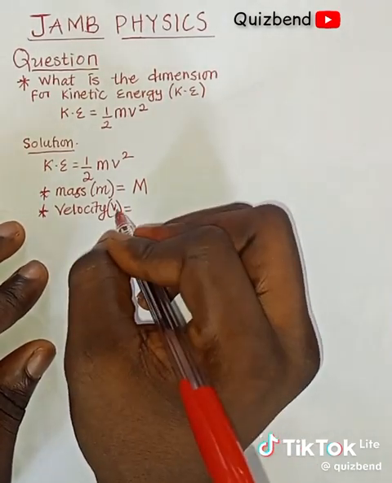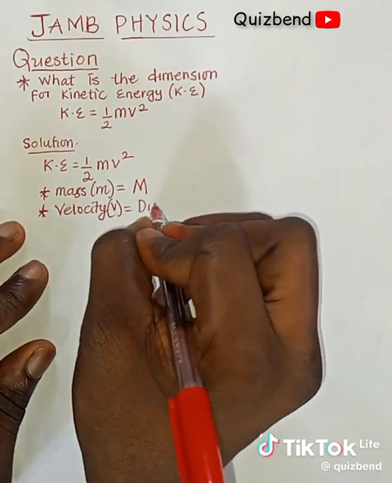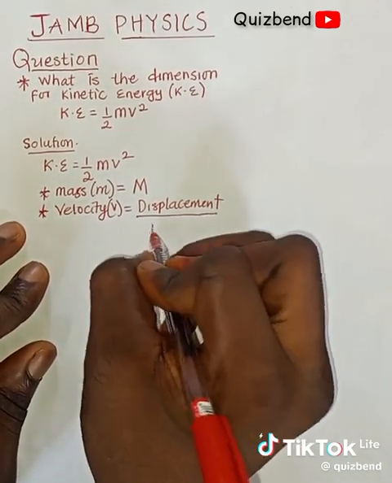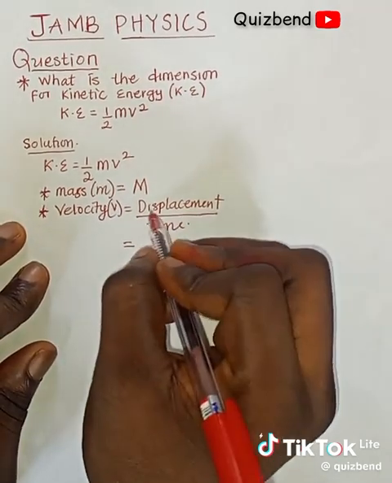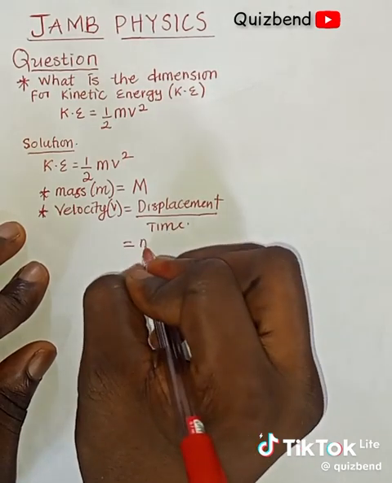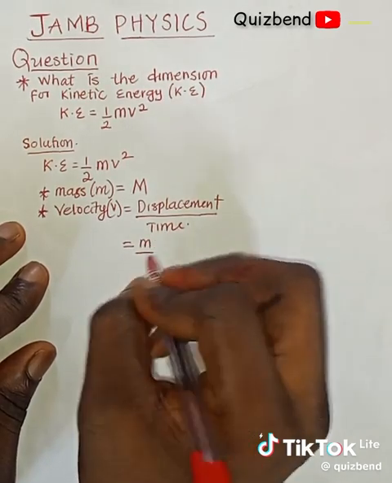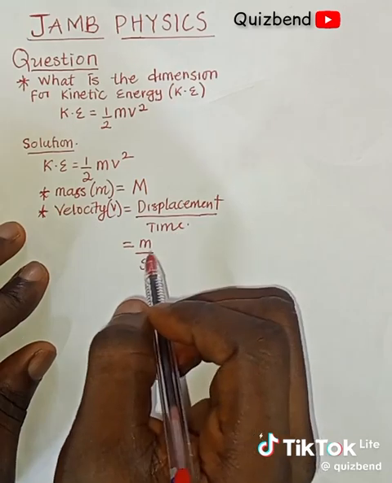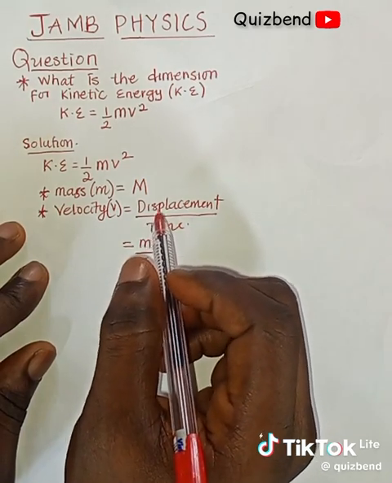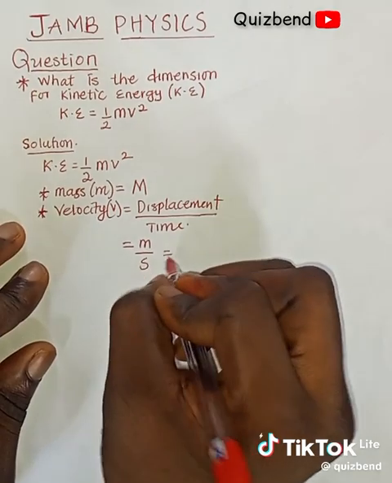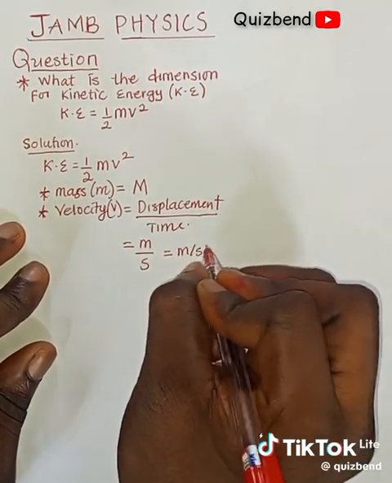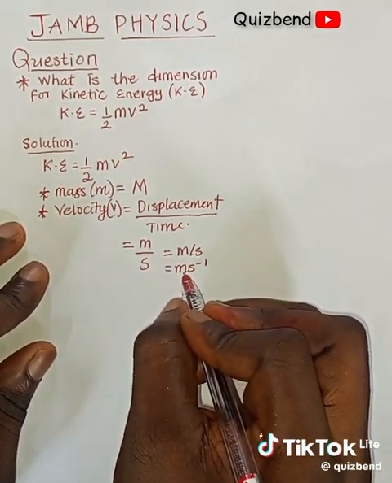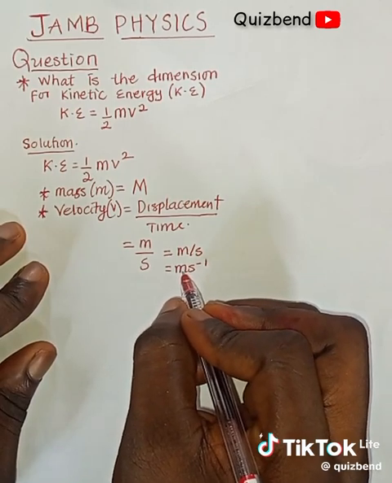Remember the formula for velocity is displacement over time. The unit for displacement is meter. The unit for time is seconds. And remember, to get the dimension of any quantity, you need to use the unit of that quantity. So meter over seconds means meter per second, or meter seconds raised to the power of -1.